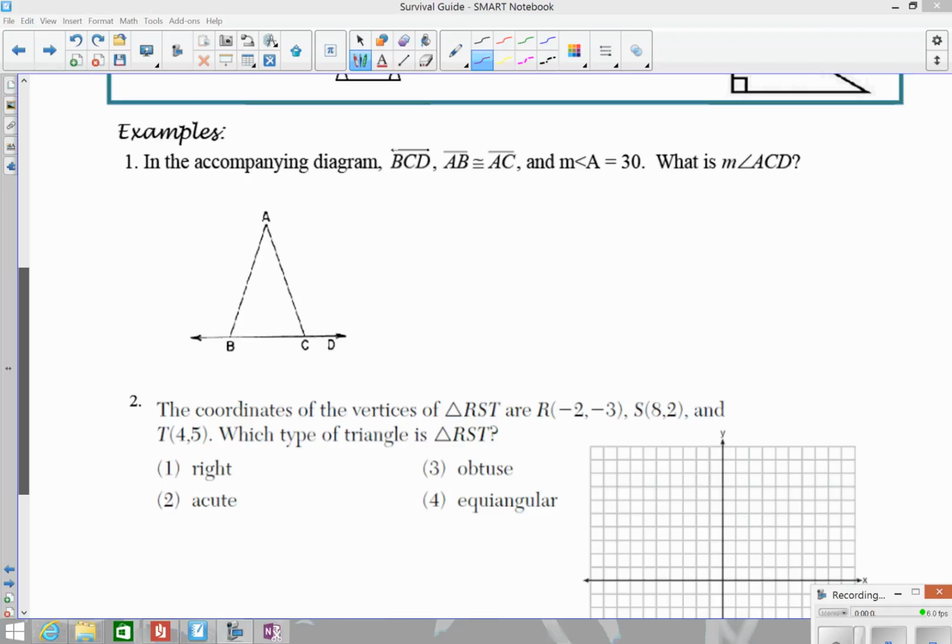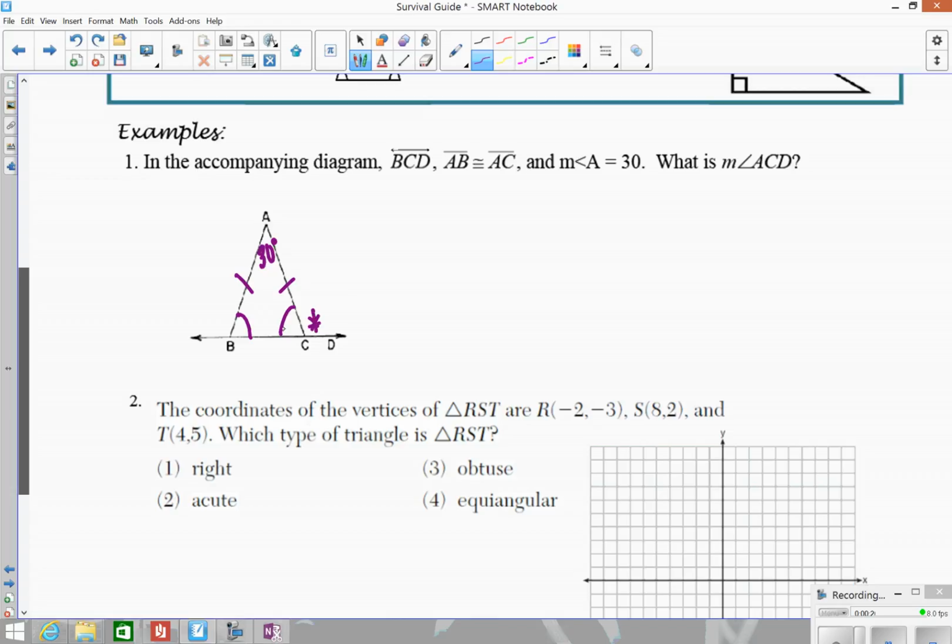In this first example here, we're given that side AB is congruent to AC. So as soon as I mark those, I recognize that this has to be an isosceles triangle, which means that these base angles have to be congruent. And then I know that angle A is 30 degrees, so I'm going to label that. And we're trying to find the measure of angle ACD, so this angle right here.